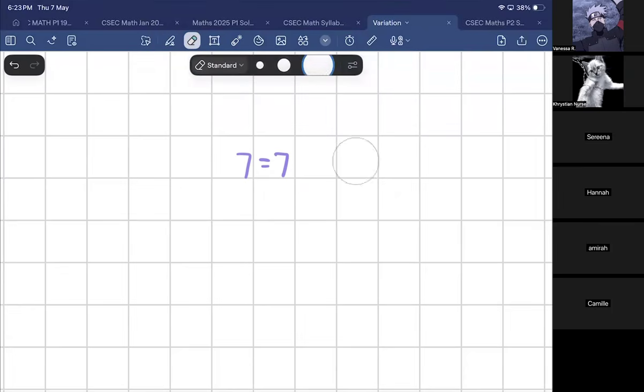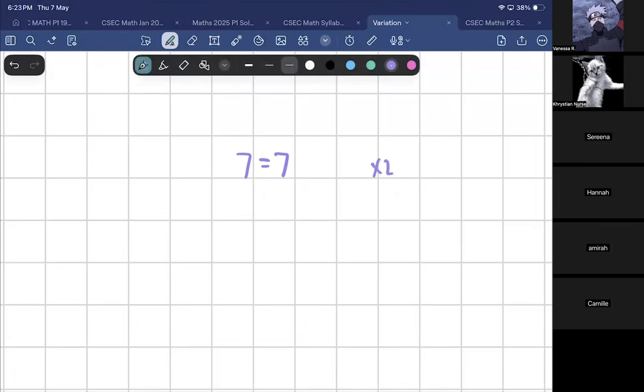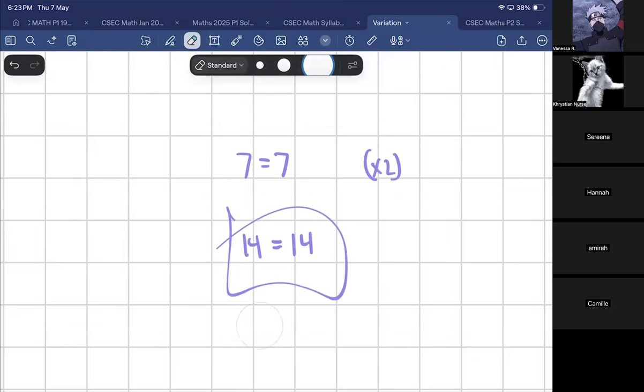Now, if I'm multiplying by 2 and I only do it on one side, I'm going to end up with 7 is equal to 14. Is that legal? No. Is 7 equal to 14? No. But if I had multiplied the other side by 2 as well, that 7 would have turned to 14. Does that make sense? Yeah. Right. So whatever you do on one side, you need to do on the other.